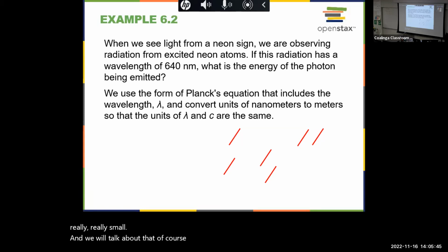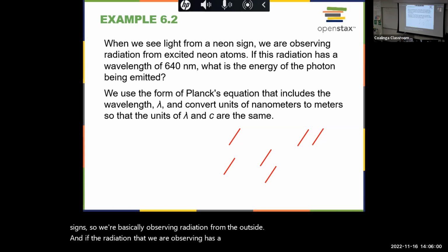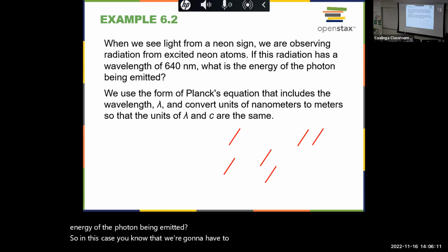Okay, so when we see neon signs, we're basically observing radiation from the neon signs, and if the radiation that we are observing has a wavelength of 640 nanometers, what is the energy? So in this case, we know that we're going to have to use wavelength because it's given to us.